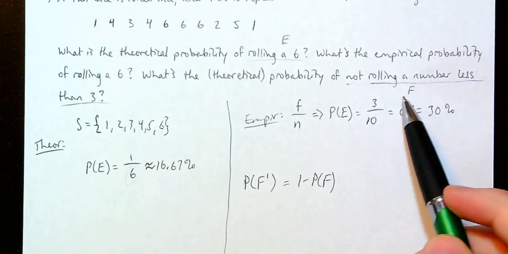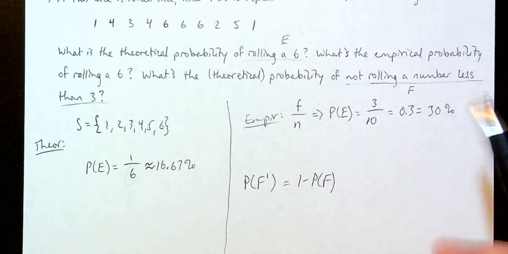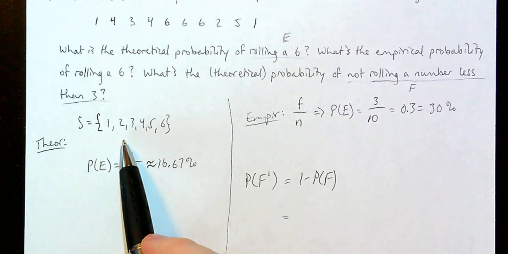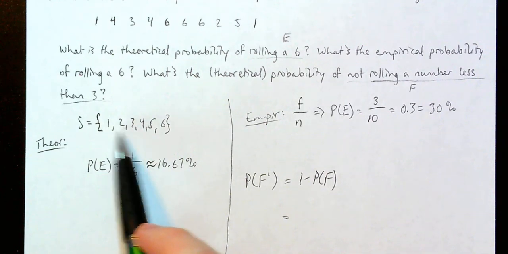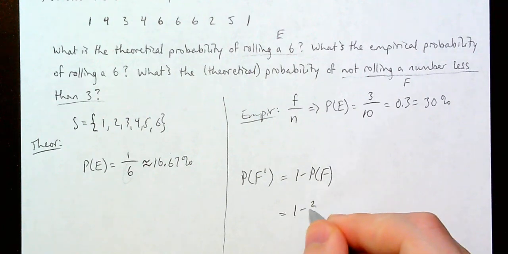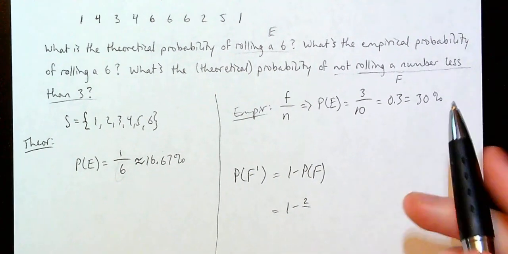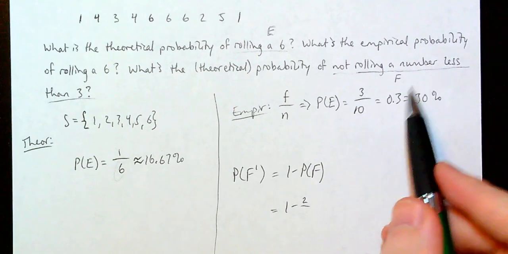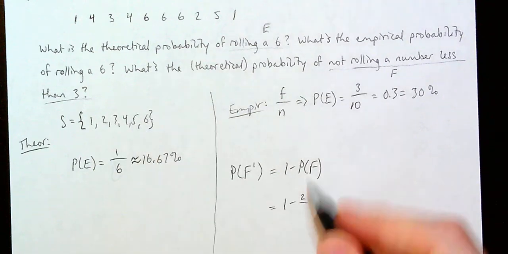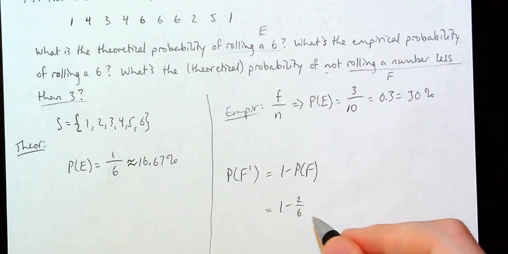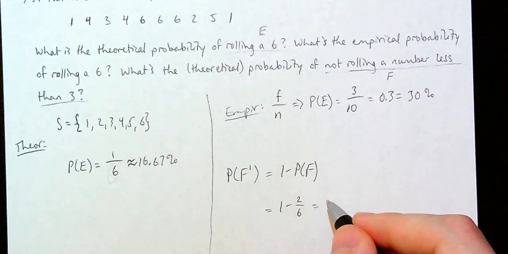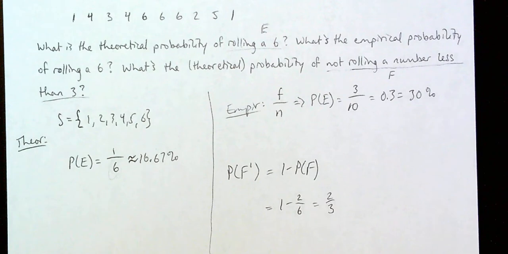So F here is rolling a number less than 3. Well, if we go back to our sample space here, what are the numbers less than 3? 1 and 2. So there's 2 events, or 2 outcomes in our event, capital F, that I want. How many possible outcomes are there in the entire sample space? 6. So it's 1 minus 2 over 6, or 1 minus 1/3, and that gets me 2/3.